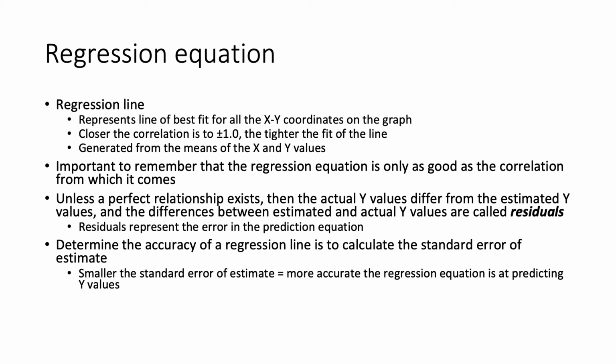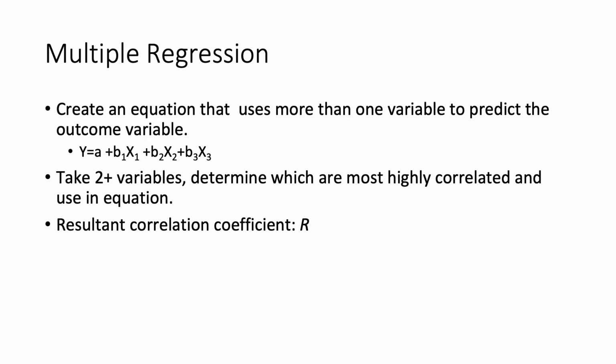A way to determine the accuracy of a regression line is to calculate the standard error of estimate, which provides a measure of the amount of error in a regression equation and is the standard deviation of the residual scores. The smaller the standard error of estimate is, the more accurate the regression equation is at predicting y values. Although some estimated variables may be predicted well through the use of one predictor variable, more often the prediction can improve through the use of two or more predictor variables.